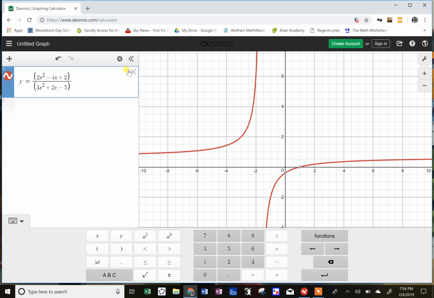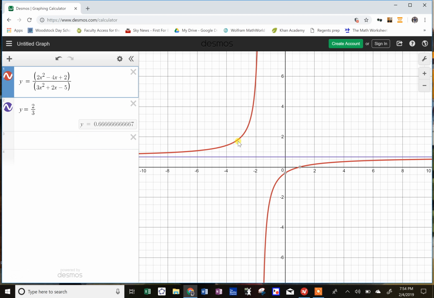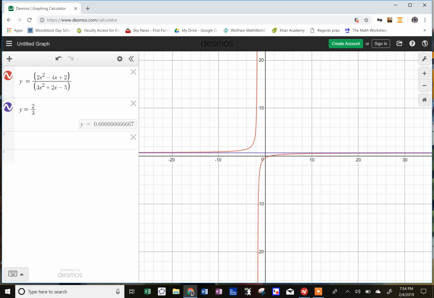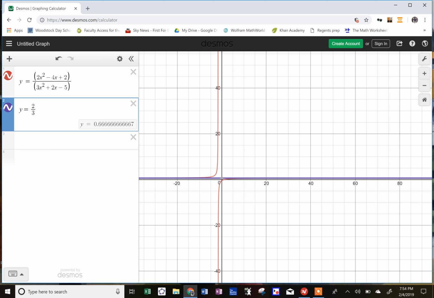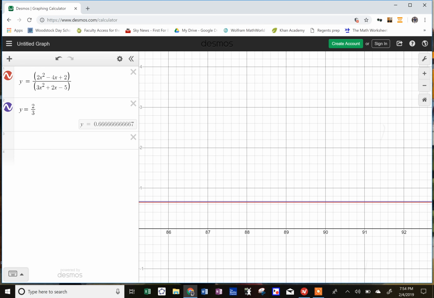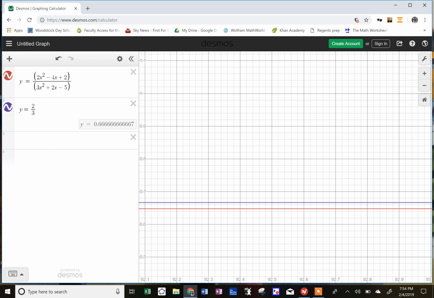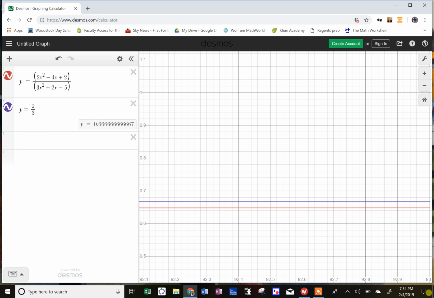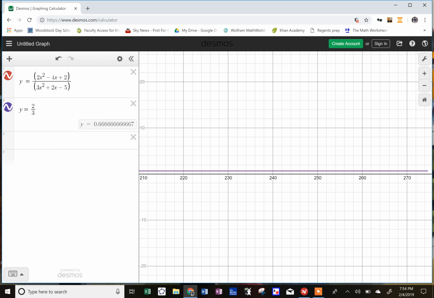So here's what the function actually looks like. Now, if I type in y equals 2 over 3, we get this. And you can see as I zoom out, it's approaching it, right? And if I really wanted, I could zoom in really, really close. You can see here I'm at 90, here I'm way down here at like 92.8. If I were to scooch in, I could go back out really, really far.